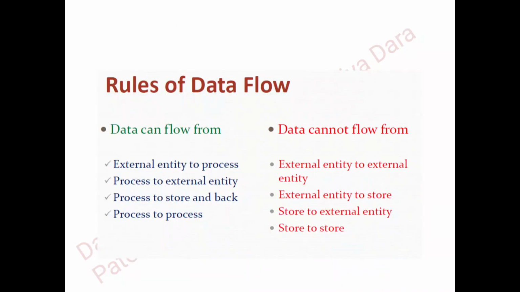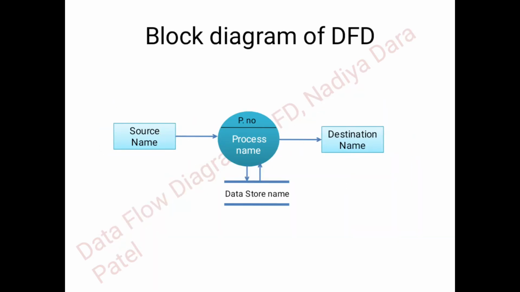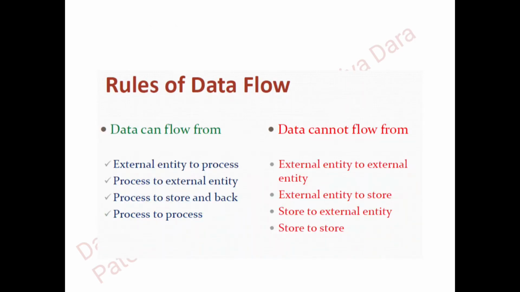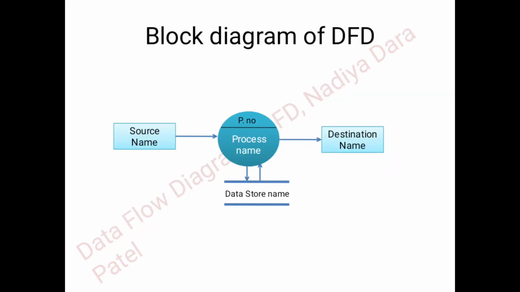From external entity to storage. If you're making use of storages, you cannot directly connect store to entity or entity to store. There should not be a connection directly. There should be a process between an entity and a storage. So data should flow like this. Further, you cannot show data flowing from store to store. If you have multiple storages in your system, you cannot directly connect them. You need to have one process between them.